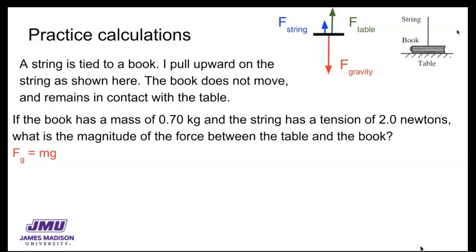Our goal with the free body diagram is to draw all of these forces in the directions that we know that they're acting, so we can identify what they all are. But the next step is to start doing calculations with as many of them as possible to help us solve for the ones that we don't know. So the force of gravity pulling down on this book is the 0.7 kilograms times 9.8 newtons per kilogram, and that gives me 6.86 newtons downward.